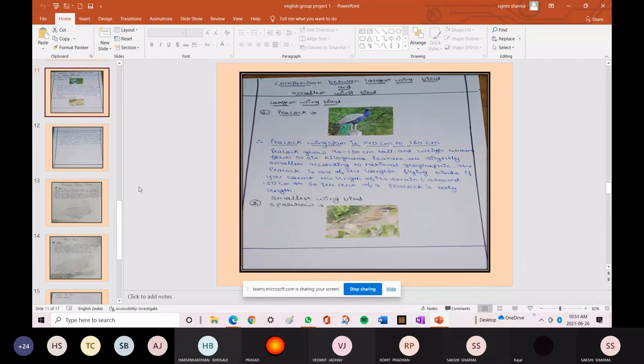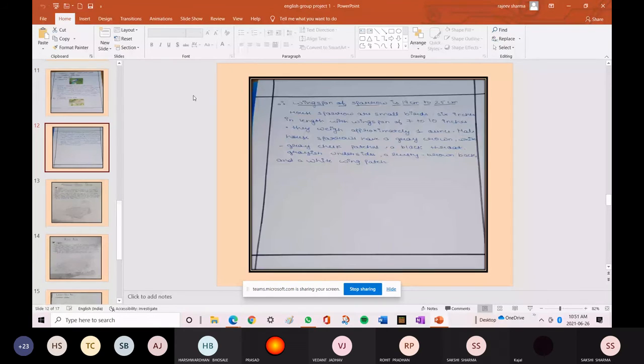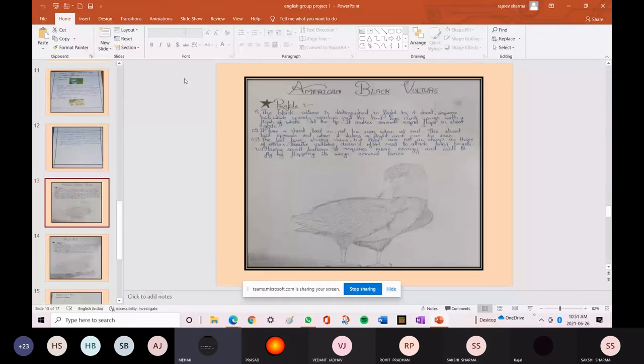Thank you. Now Mehak will compare the American black vulture and a red kite. Good morning, everyone. My name is Mehak, and I will be comparing American black vulture and red kite. American black vulture. The black vulture is distinguished in flight by its short, square tail, which scarcely reaches past the hind legs, and wings with a flash of white at the tip.